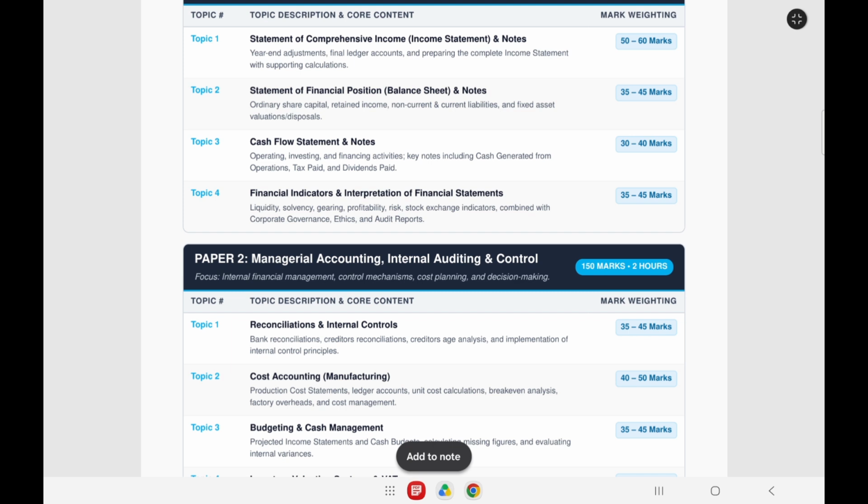And lastly, in paper 1, we have financial indicators and interpretation of financial statements, worth 35 to 45 marks. You have liquidity, solvency, gearing, profitability, risk, stock exchange indicators, combined with corporate governance, ethics, and audit reports. Here, you just have to know the formulae, as well as the theory part. You could get some really easy marks here. Let's go to paper 2.